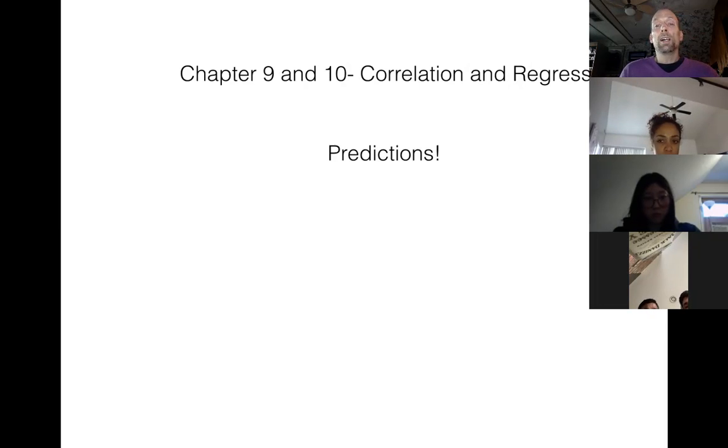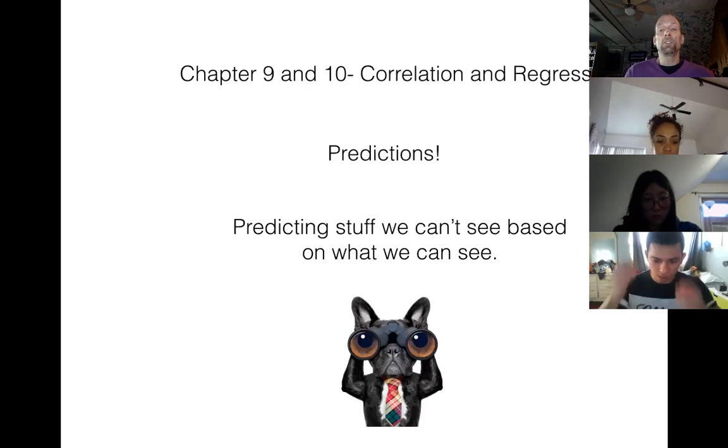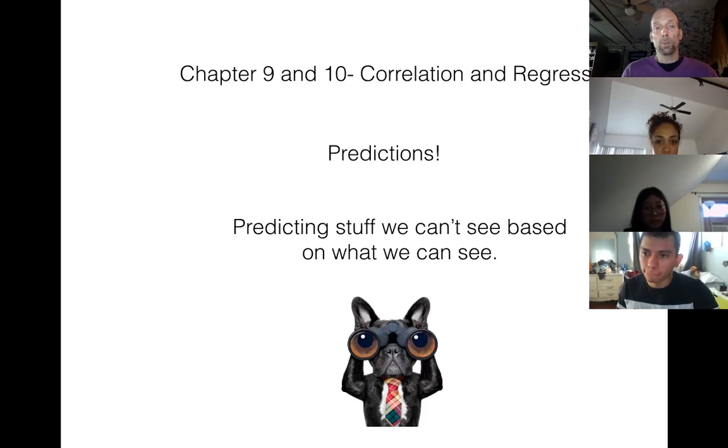The whole idea with predictions, when it comes to regression and correlation, is that we're predicting stuff that we can't see based on information that we can see, that we do have. So we're using what's visible to tell us what we want to know about stuff that's invisible.